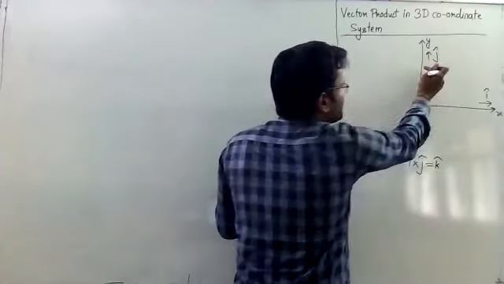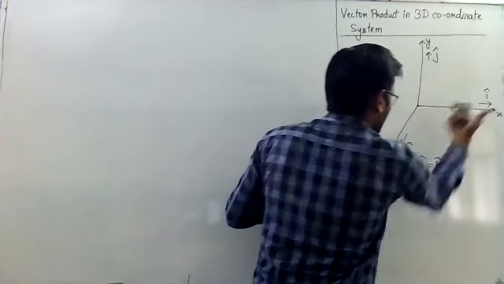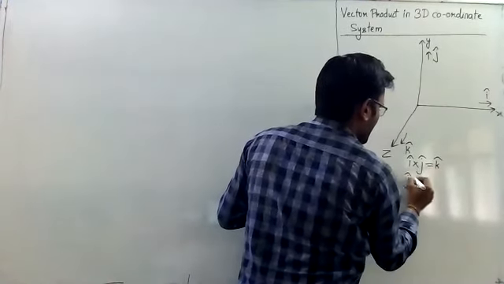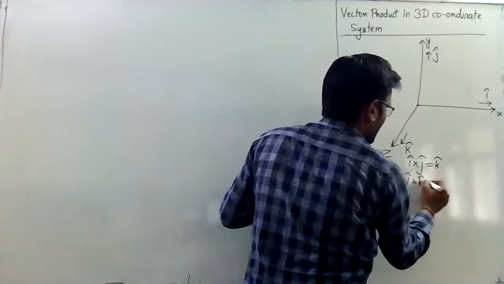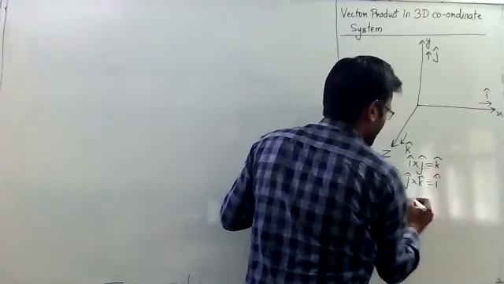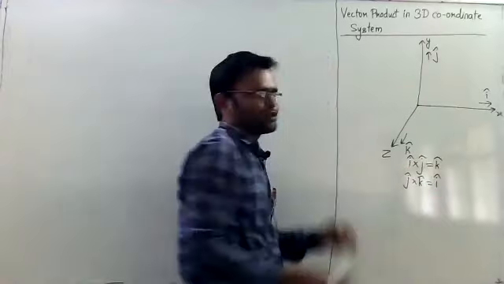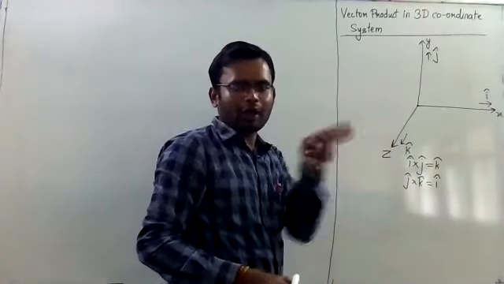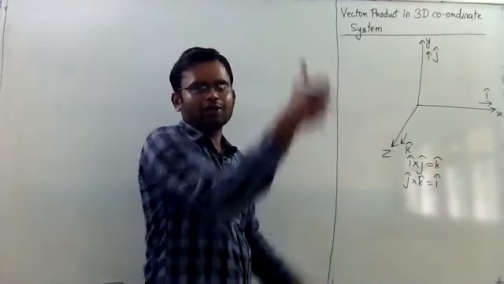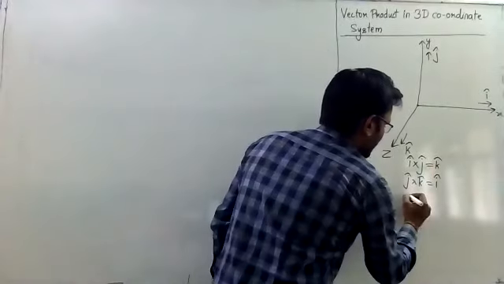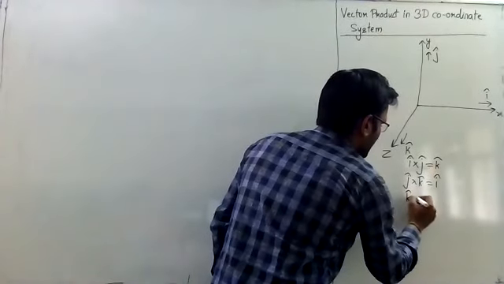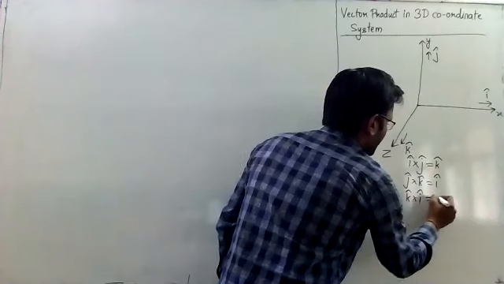Same thing, j cross k gives me along the x axis. So j cross k is equal to i cap. Also k cross i, this is k and this is i, so k cross i is giving me j cap.